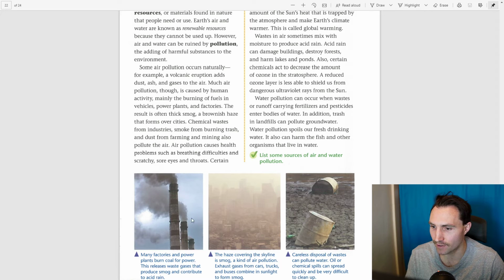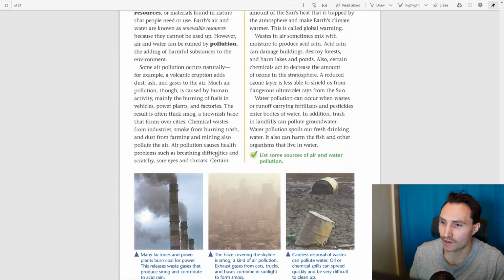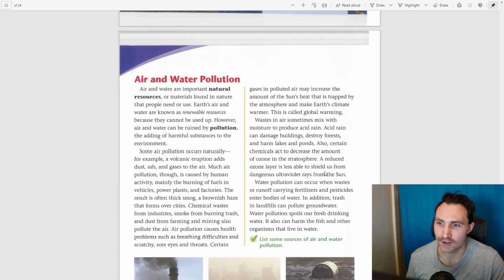And if we look down at this picture right here, or these two right here, it's showing some pictures of factories and the smog and haze that comes from pollution. Chemical waste from industries, smoke from burning trash, and dust from farming and mining also pollute the air. Air pollution causes health problems such as breathing difficulties and scratchy, sore eyes and throats. Certain gases in polluted air may increase the amount of the sun's heat that is trapped by the atmosphere and make Earth's climate warmer. This is called global warming.